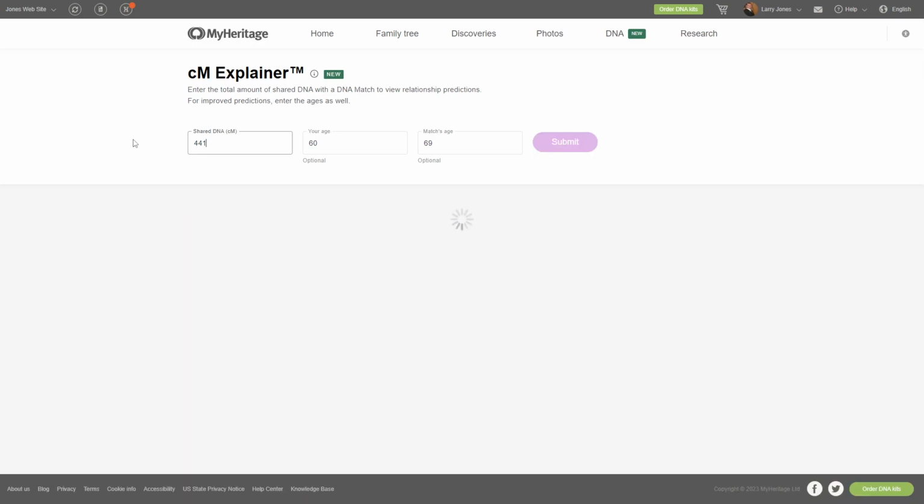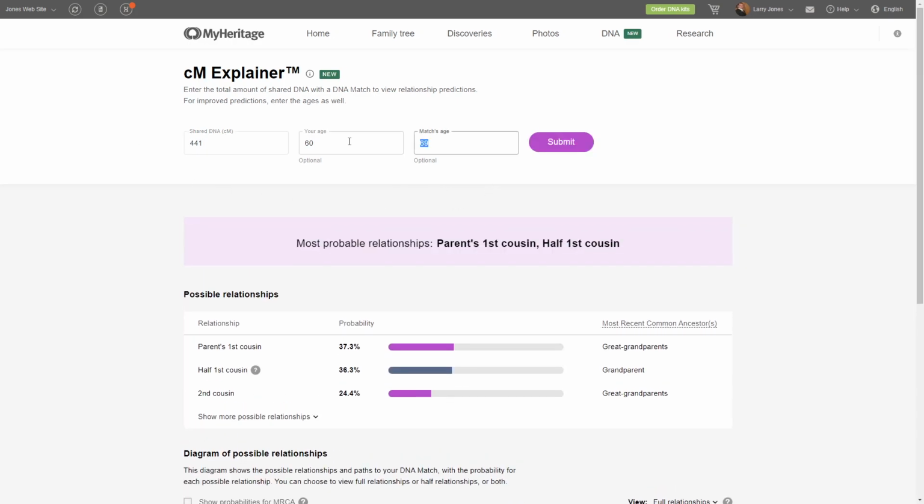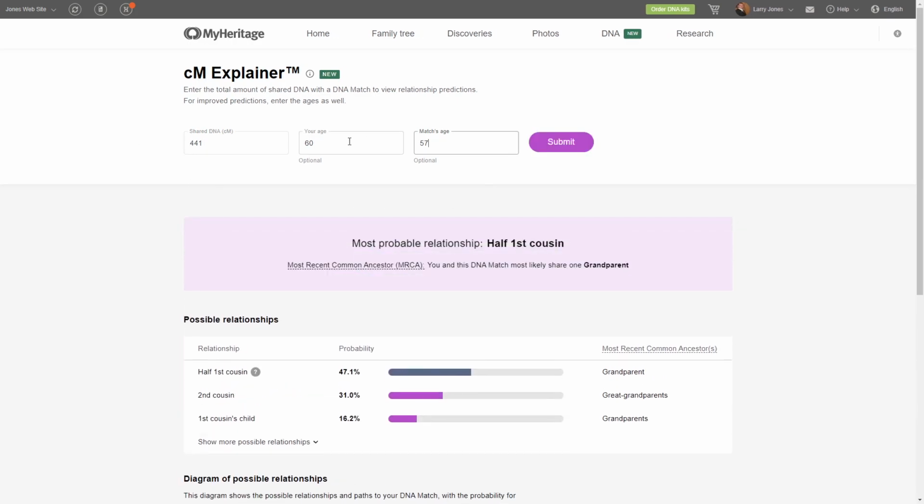I've got a 441. I'm 60 and they're 57. And yep, they are a half first cousin. And yes, I do share one grandparent in common with them. One. And that would be Dolly McFarland, my grandmother, because she divorced and remarried 9 times. Family story is she didn't believe in having affairs. So if she liked somebody else, she would divorce the person she was with and remarry the other person.